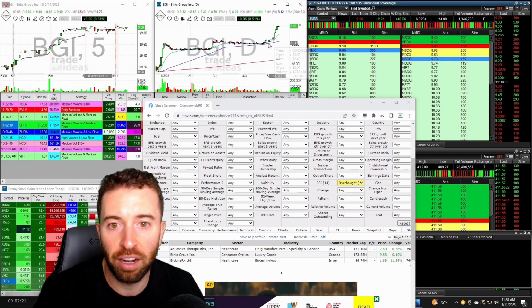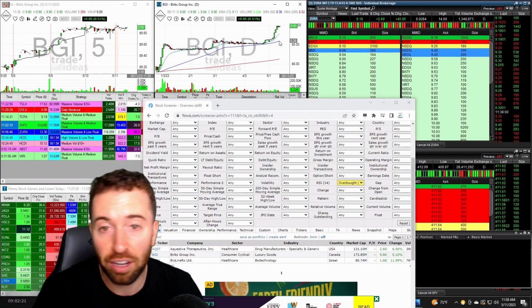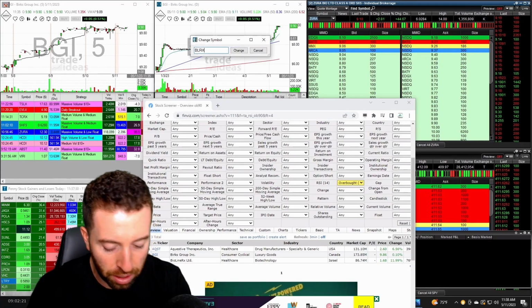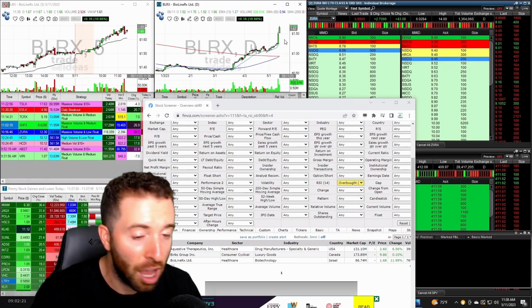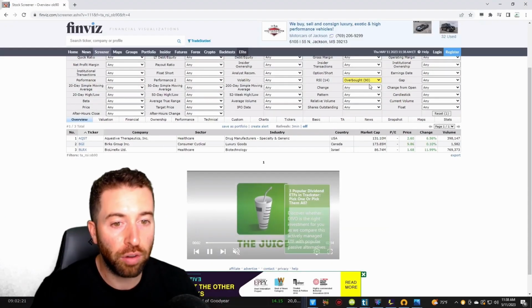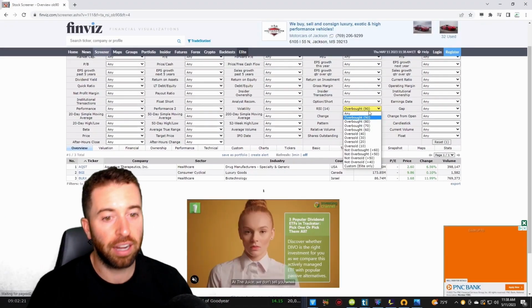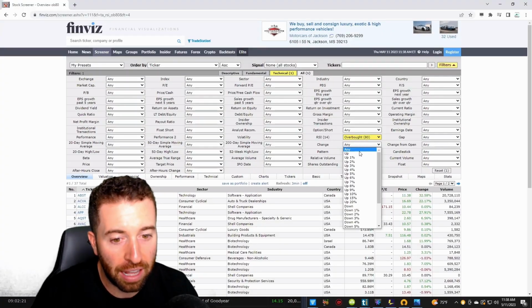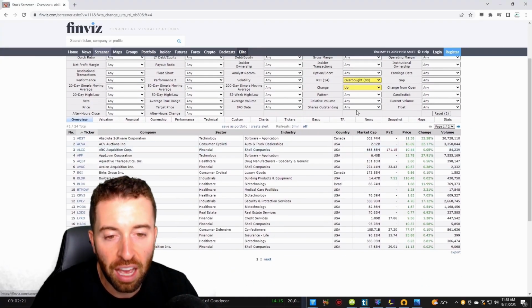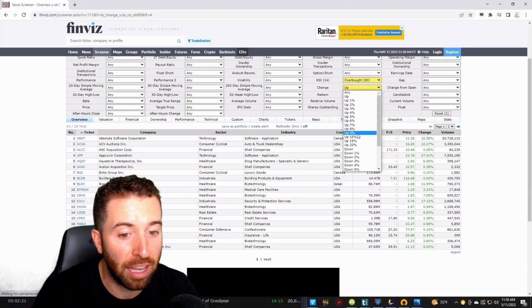BGI, this play right here. $8 to $10. $10 top resistance. Probably going to be a nice short. BLRX. BLRX has gone from $1 to $166. Probably going to be a nice short. All great shorting opportunities. If you want to kind of do it a little bit different, you can go, okay, I want to look for stocks that are overbought, but that are also moving up today, or I want to do stocks that are overbought that are moving down today.